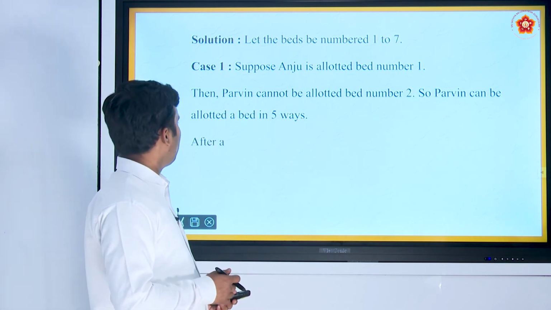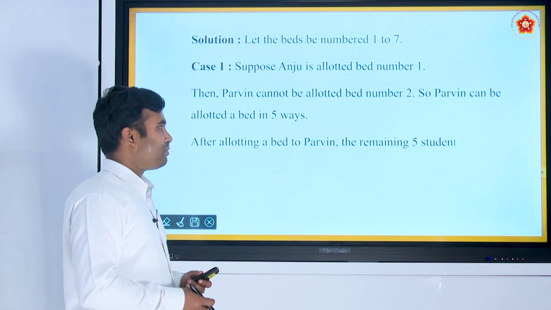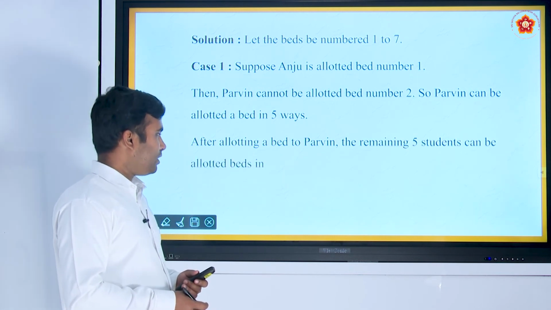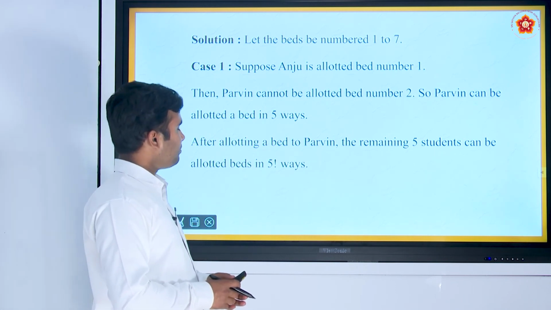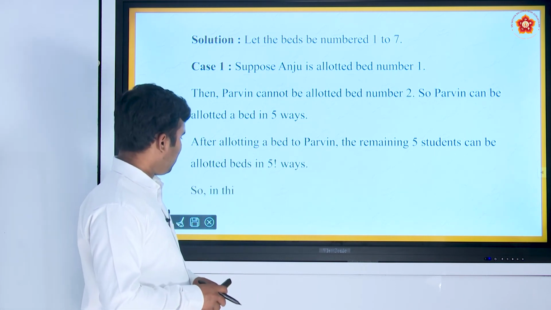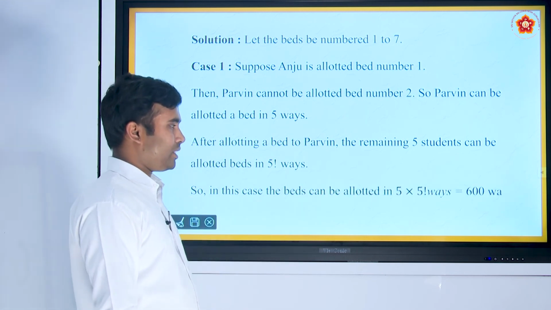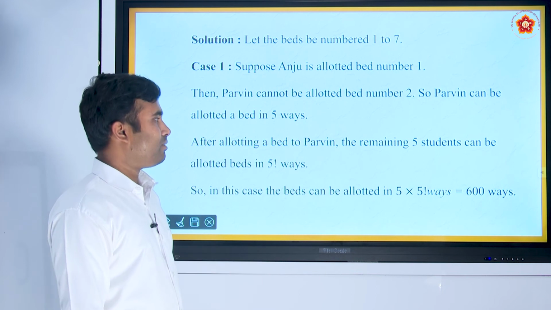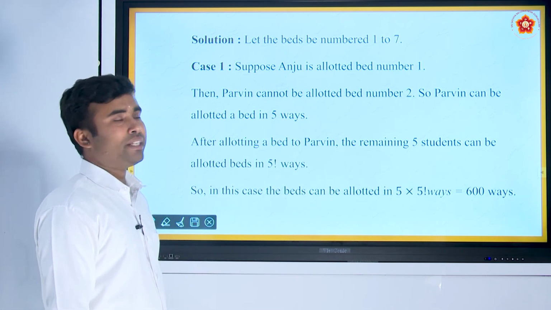Here, after allotting a bed to Parvin, the remaining 5 students can be allotted in 5 factorial ways. So in this case the beds can be allotted in 5 into 5 factorial ways. The total number of ways will be 600.